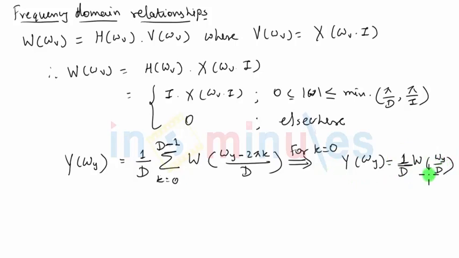And you can see that decimation is nothing but compression of the signal in the time domain, and in the frequency domain it expands the signal, and that's how we have the omega y by d notation in the form of frequency. So finally my Y of omega becomes, now let us substitute W. W is nothing but this whole thing.